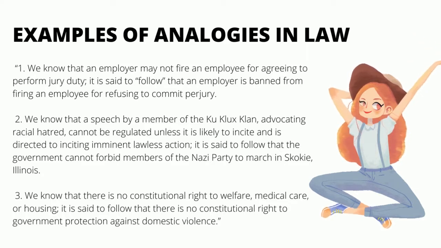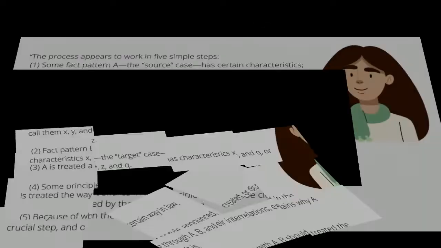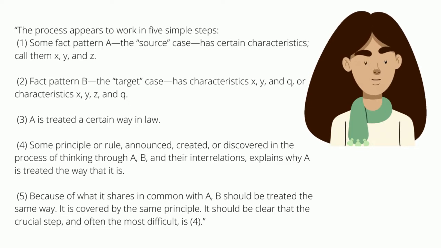3. We know that there is no constitutional right to welfare, medical care, or housing. It is said to follow that there is no constitutional right to government protection against domestic violence. The process appears to work in 5 simple steps.